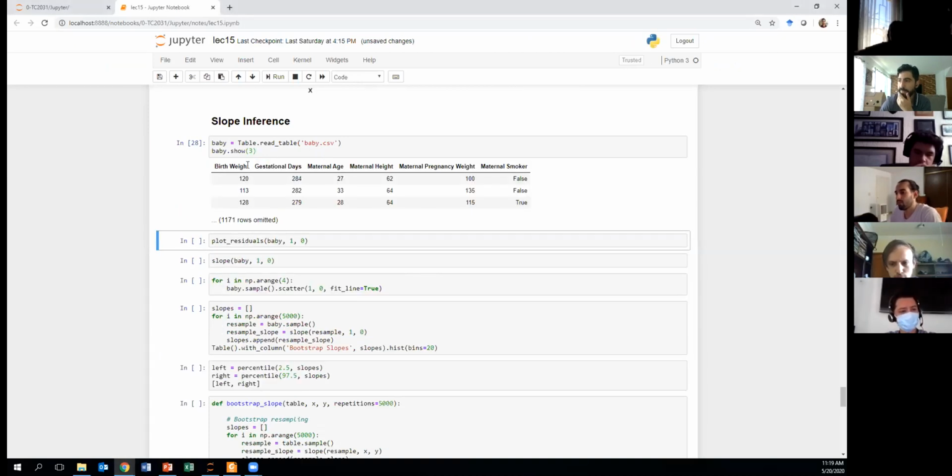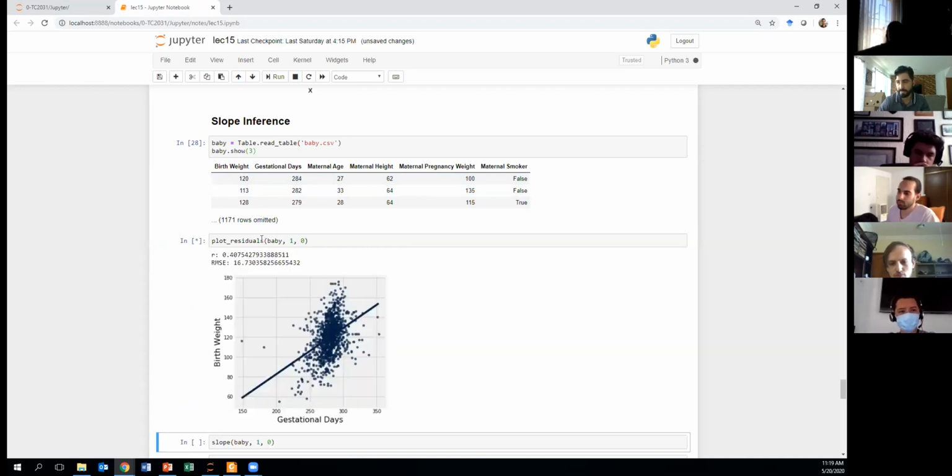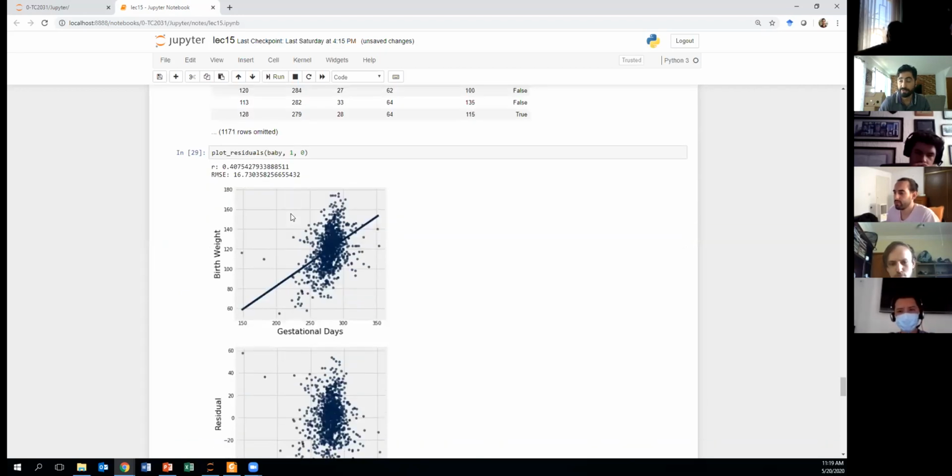So you remember this table? This is that baby table that has all these values: baby birth weight, gestational days, how many days the baby is in the womb, maternal age, maternal height, maternal pregnancy weight, smoker situation. So we're going to look at the relationship between gestational days and birth weight. What I'm interested to see is, if the baby stays in the womb of the mother for a longer time, is the baby going to have a bigger weight or not? That's what I'm interested to find out.